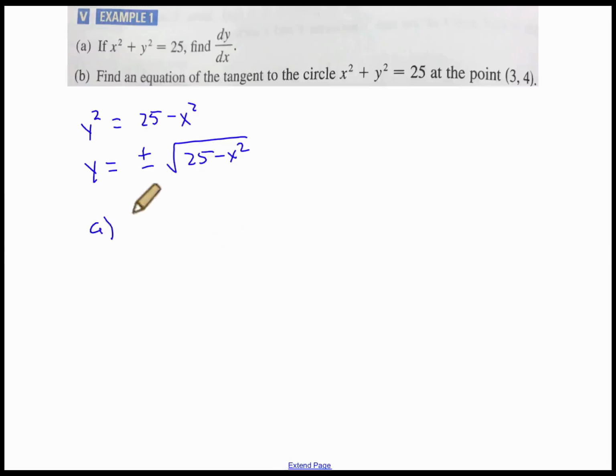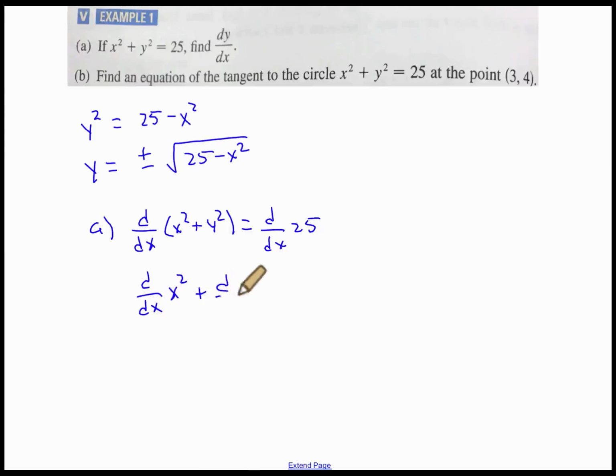The way we do that is we take the derivative of both sides of the equation. So d/dx of x squared plus y squared is equal to d/dx of 25. So that's the derivative with respect to x of x squared plus the derivative with respect to x of y squared is equal to 0, because the derivative of a constant is 0.